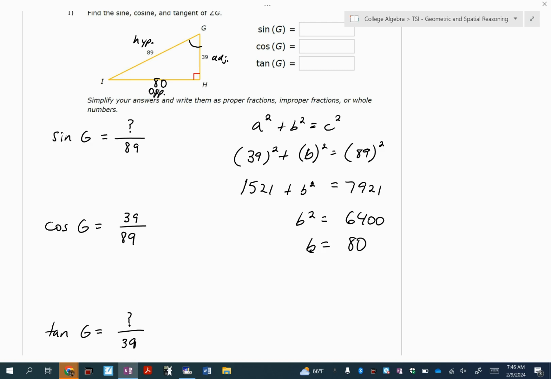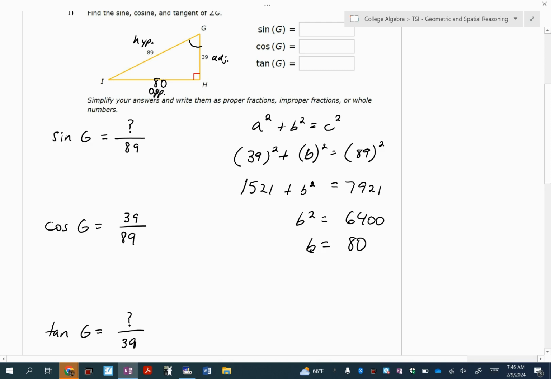Now, a nice check here is to make sure that what you found is not larger than the hypotenuse. Which one is the hypotenuse? 89. Is 80 bigger than that? No, so that's good. So if you find something that's larger than the hypotenuse, that's not okay, right? The hypotenuse is always the longest side length.